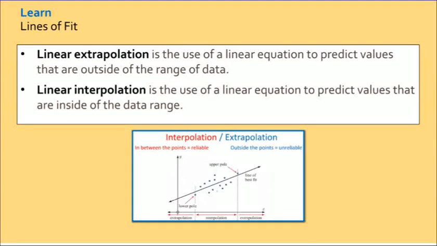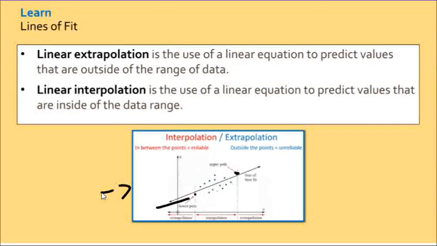A couple other vocabulary words with scatter plots: linear extrapolation and linear interpolation. Extrapolation is the use of the linear equation to predict values that are outside of the range of data. So if you think of this diagram here, extrapolation is outside of the lowest number that you have and outside the upper part. So that's not on the data that you collected.